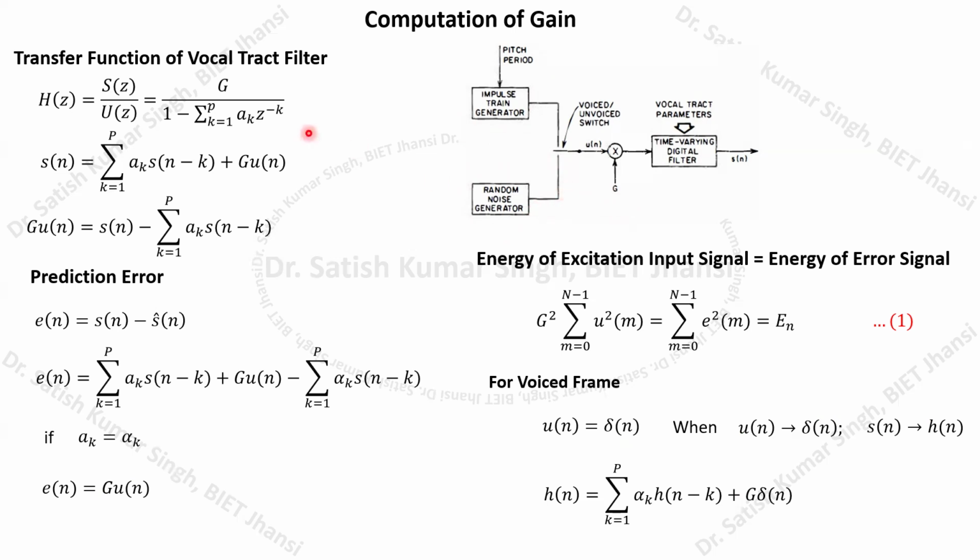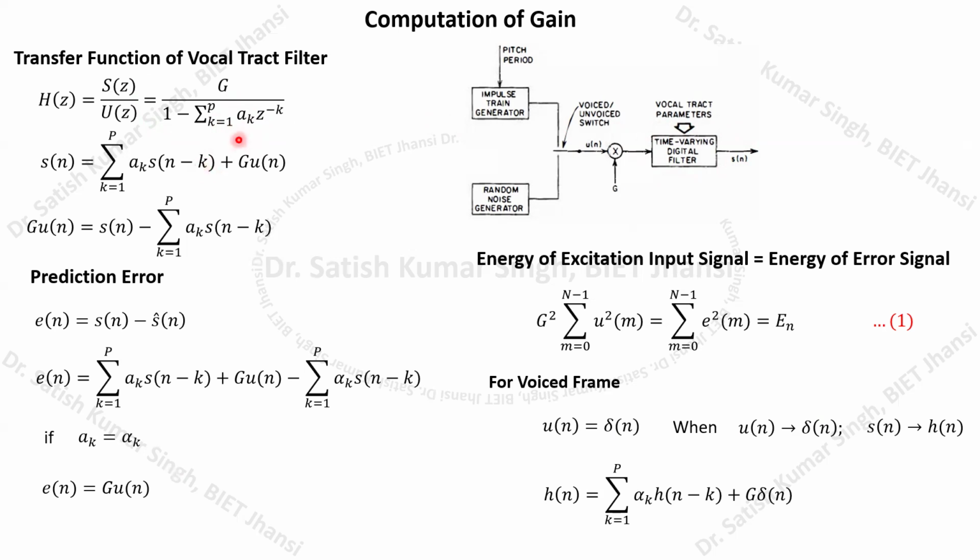So basically this gain parameter is going to decide the amplitude of the impulse train and the random noise signal. Here is the transfer function of the vocal tract filter. We have this vocal tract time-varying digital filter. Its z-transform or frequency response was given by this equation: G upon 1 minus the sum over k equals 1 to p of a_k z to the power minus k. Here a_k is the filter coefficient. We had already seen this expression.